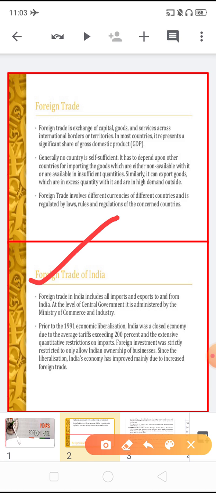Now, since the new economic policies were introduced in the year 1991, this kind of quotas has been replaced by privatization. This kind of licensing has been abolished by liberalization, and the restrictions on foreign investors have been removed by globalization. So in this chapter, basically we are going to learn the condition of India's foreign trade and how India's foreign trade has improved since India got independence.